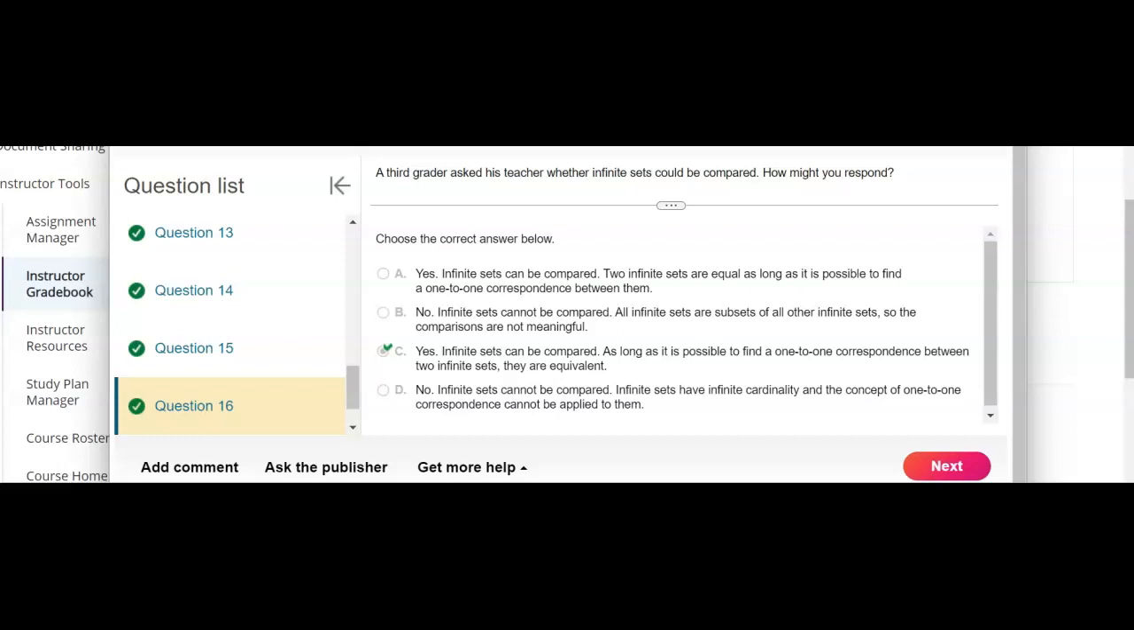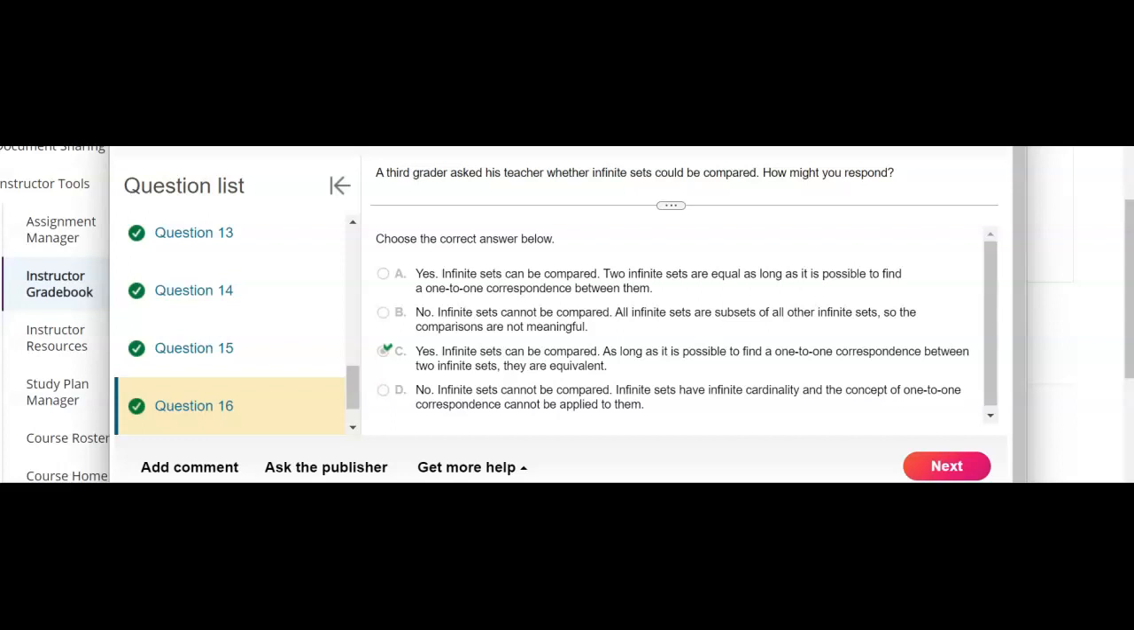And that is not necessarily true. All infinite sets are not necessarily a subset of another infinite set. And for D, infinite sets have infinite cardinality, and the concept of one-to-one correspondence cannot be applied to them. The concept of one-to-one correspondence can be applied to them, so that does make them equivalent, which means they can, yes, be compared. And that question is definitely more challenging. It pushes you into a higher level of thinking. So I don't want you to be discouraged like that was a weird question, because it is a weird question.